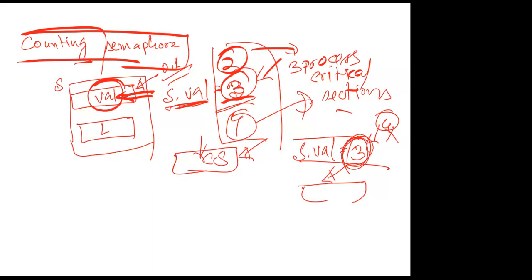Now let's see how you can implement the semaphore variables. Also, you already know in semaphore variables the wait and signal functions.